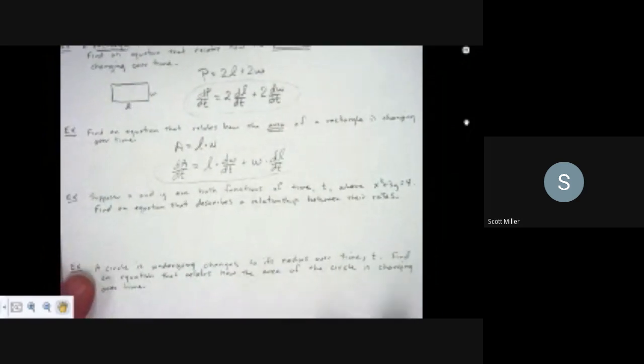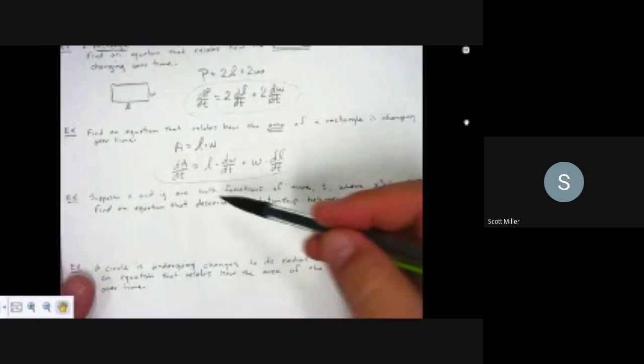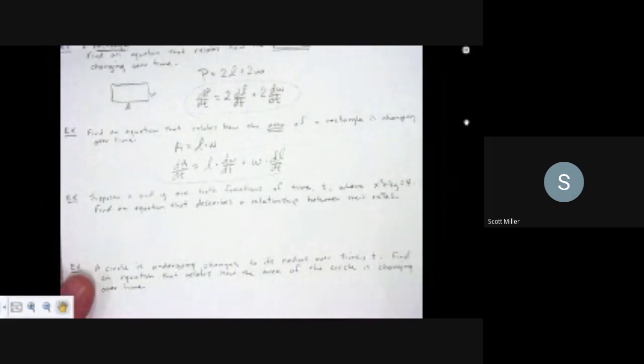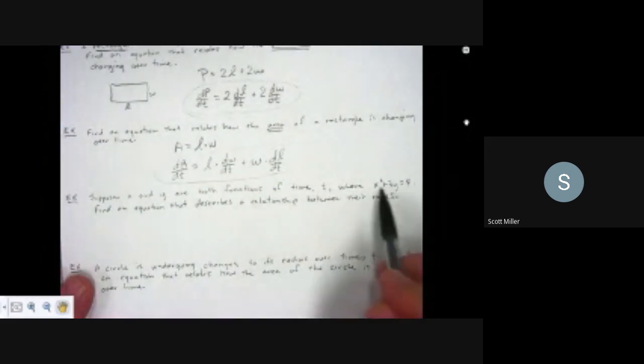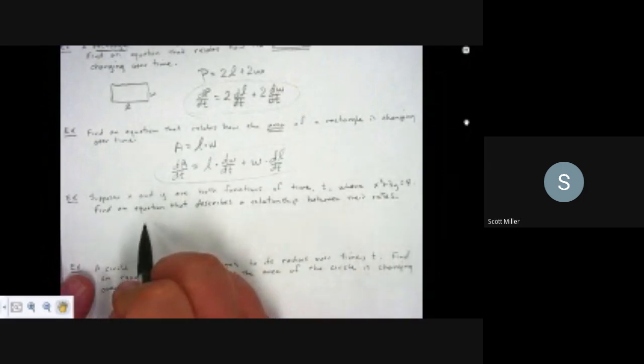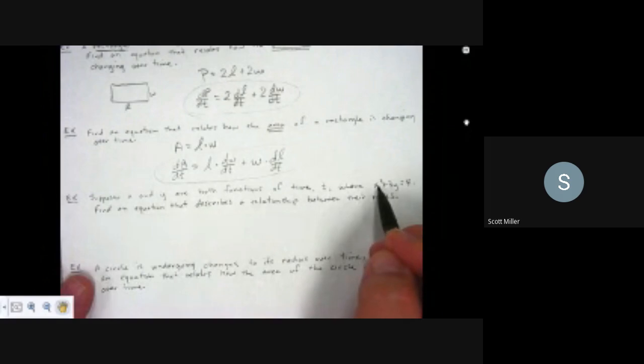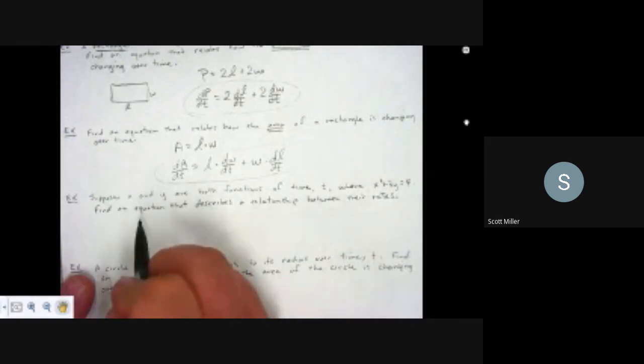Okay, continuing on. Suppose x and y are both functions of time, t, where they are related in this fashion. Find the equation that describes the relationship between their rates. Same thing again. This is the relationship equation. And when I want to take the derivative of this to see how the rates are related with respect to time, the derivative of x squared with respect to time is 2x dx/dt.